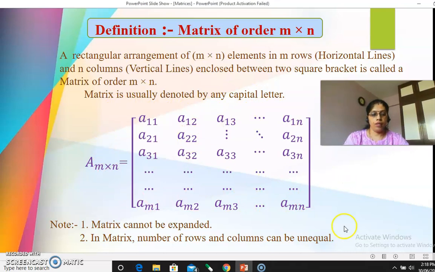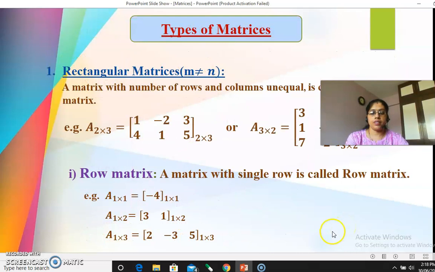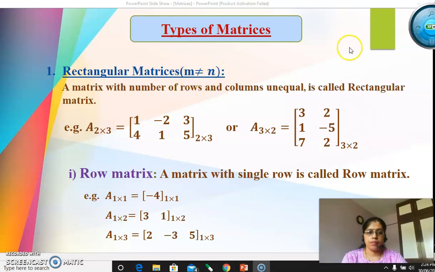Let's go further. Let's see what the different types of matrices are. Rectangular matrix is the first type. Rectangular matrix means the number of rows and columns are unequal, M is not equal to N. So how can we define a rectangular matrix? A matrix with an unequal number of rows and columns is called a rectangular matrix.